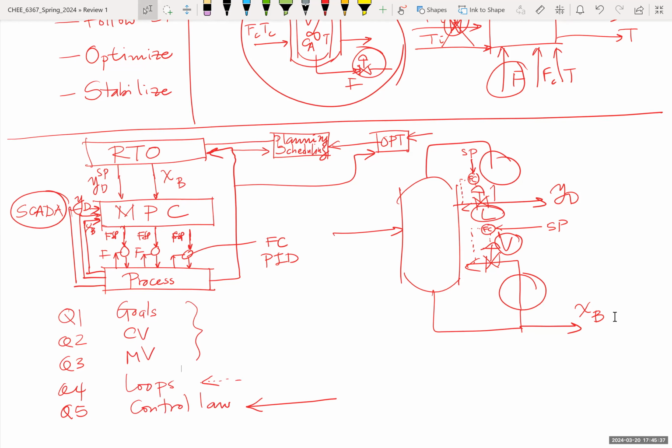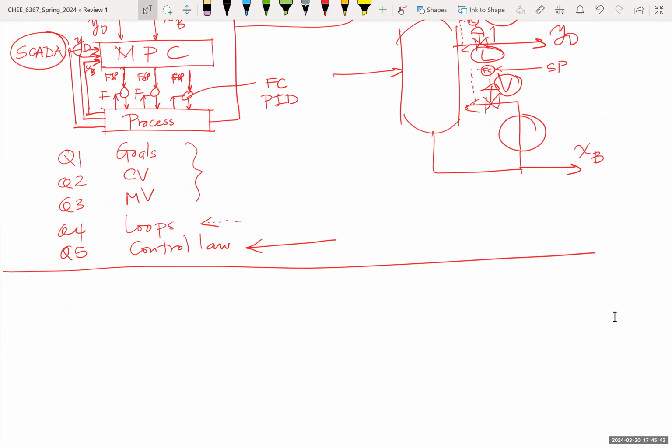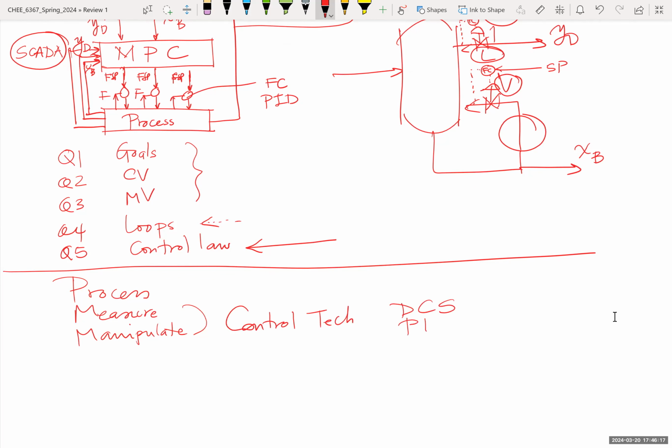So section 6 in the notes explains that to do process control, you need a number of things. You need to understand the process. You need to understand measurements, a little bit about sensors and all that. You need to understand about manipulations, what things you can manipulate. So all this basically says control technology. So you need to know what is a DCS, what is a PLC, and all these acronyms, which we explain.